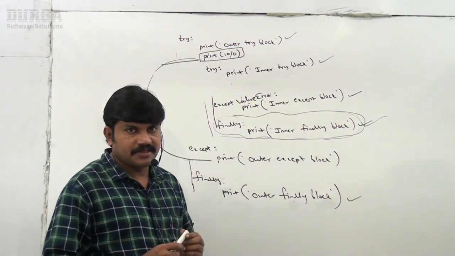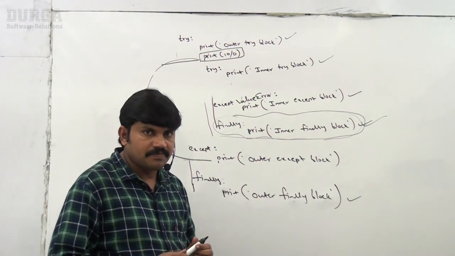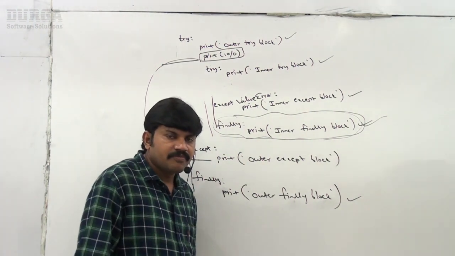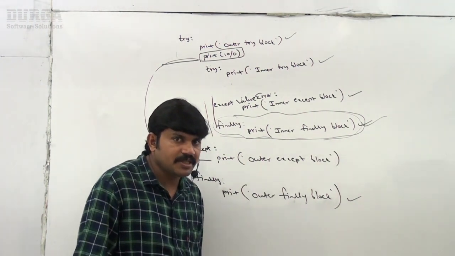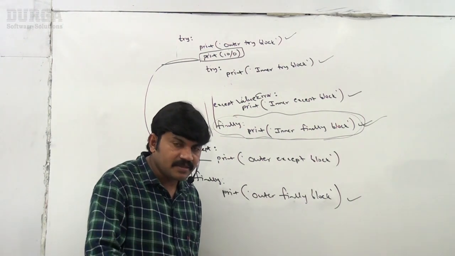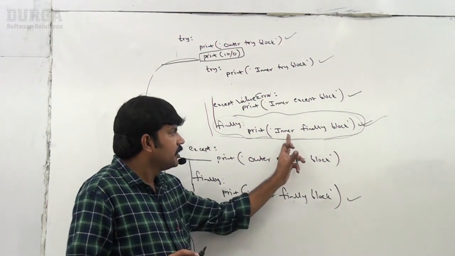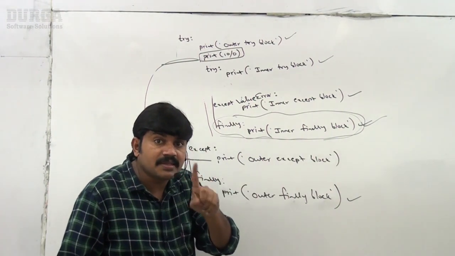What answer can you get? Can you please confirm? Will the inner finally block be executed or not? Perfect. It won't be executed. What may be the reason? I will explain. First, let me show the execution. Assume it is not going to execute. What is the reason? I will explain.